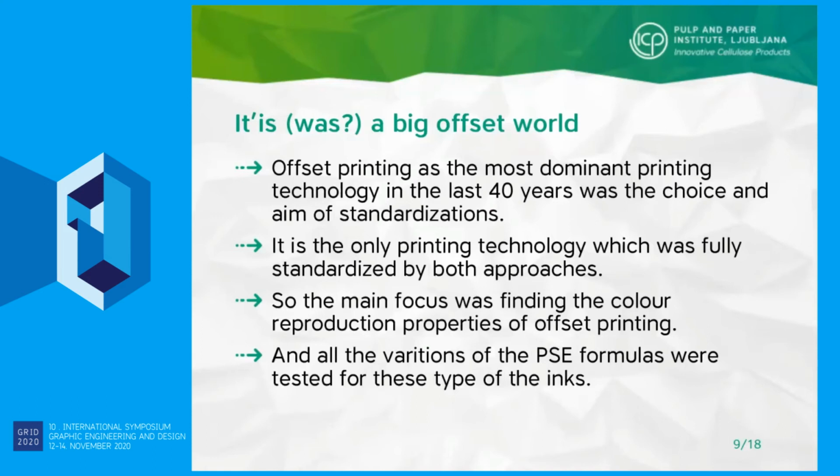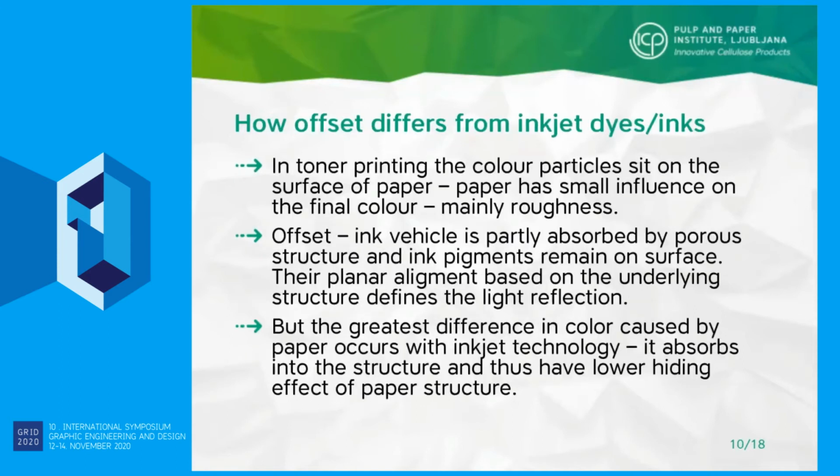Both the papers, as I've shown, and the inks were standardized as building blocks to build a big system. And all the formulas I found during my research were optimized for offset printing and offset inks. So how do offset inks differ from inkjet inks and dyes?